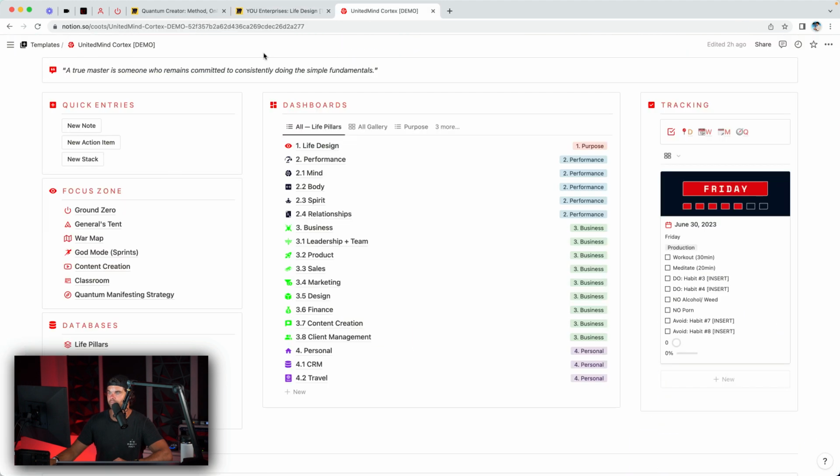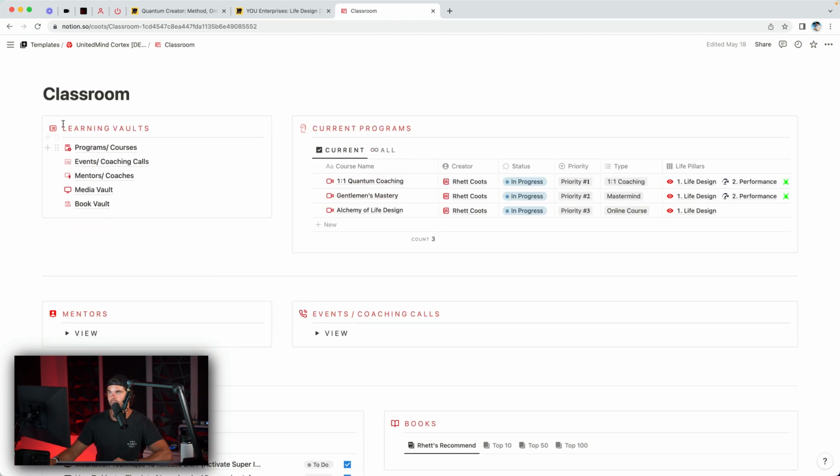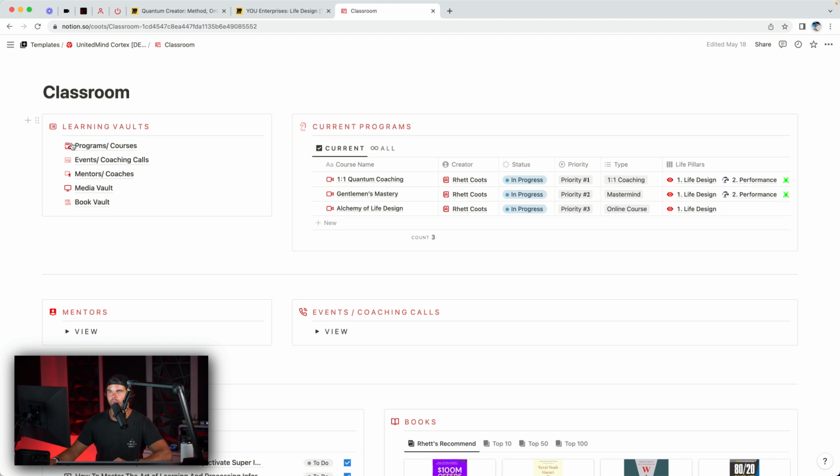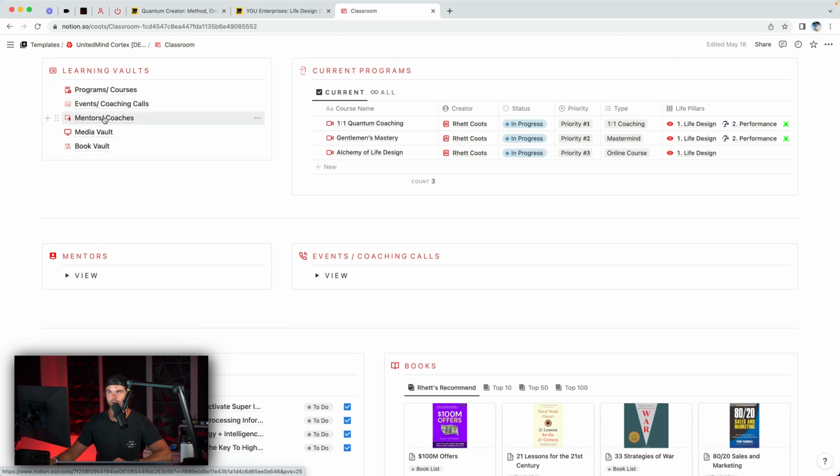Knowledge management. Things like having a classroom set up where you can have a quick instant view on all the programs and courses you're taking, all the events and coaching calls you're conducting, all the mentors and coaches you're learning from.